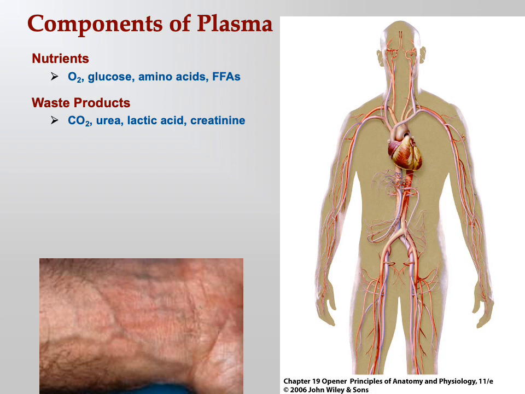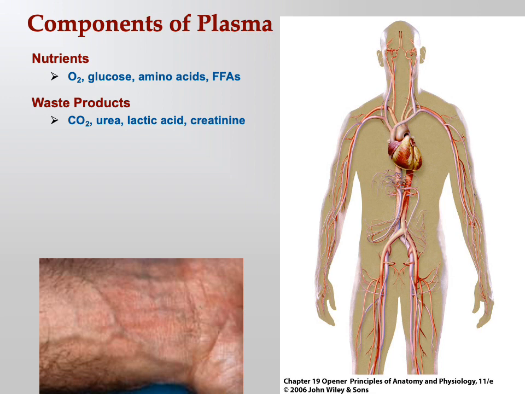CO2, that comes from aerobic respiration. Urea comes from the breakdown of nitrogenous wastes. It is a nitrogenous waste. It comes from the breakdown of nitrogenous compounds. So urea comes from the breakdown of proteins and amino acids because they have a nitrogen group on them, the NH2, the amino group. Lactic acid is a waste product from anaerobic fermentation, all right? So when you're trying to make ATP in the absence of oxygen, you create lactic acid as a byproduct.